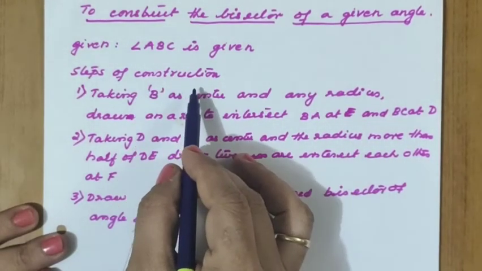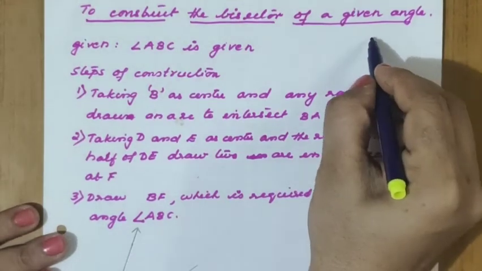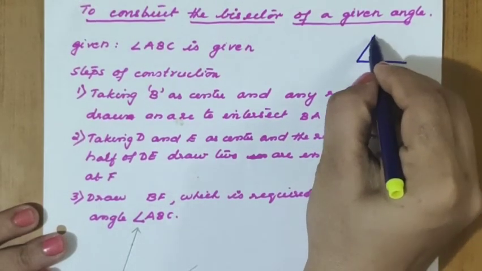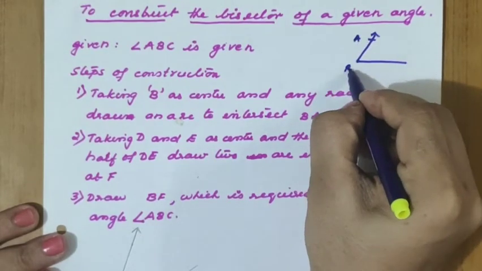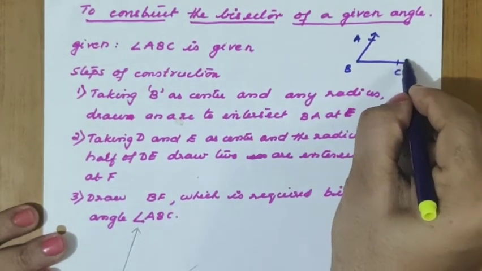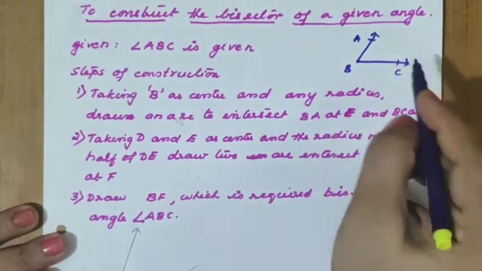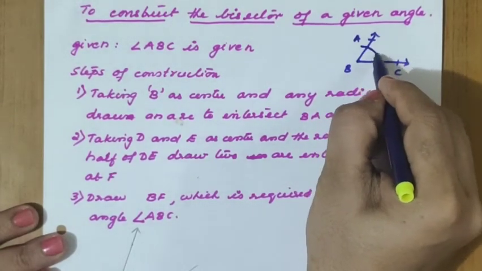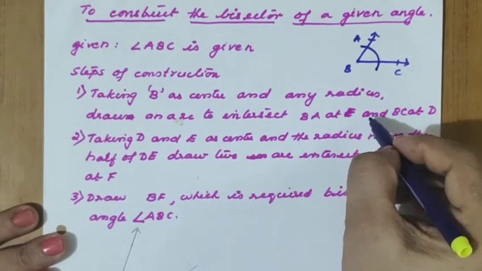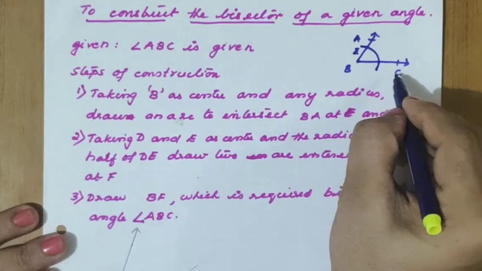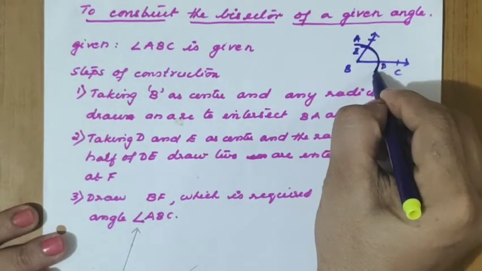What are the steps of the construction? Roughly I will draw here. That is, angle ABC is given. So A, B, C. Next, B as a center, at any radius, you have to draw an arc here with the help of the compass. It intersects BA at E and BC at D. So you will get an arc of the circle like this.